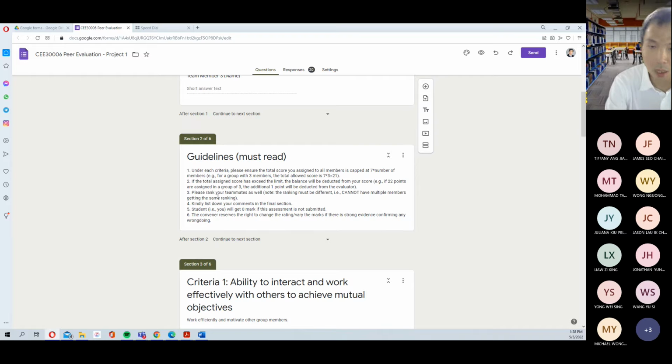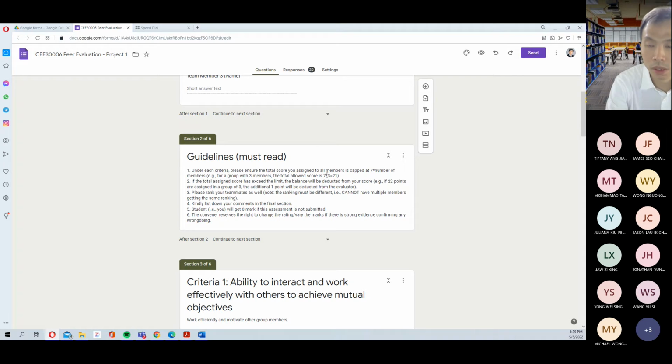Then please rank your teammates as well. You cannot have multiple members getting the same ranking. Kindly list down your comments in the final section. A student will get 0 marks if this assessment is not submitted. I mean, you will get 0 marks in the peer assessment, not 0 marks on your project 1, no, but 0 marks in your peer assessment.